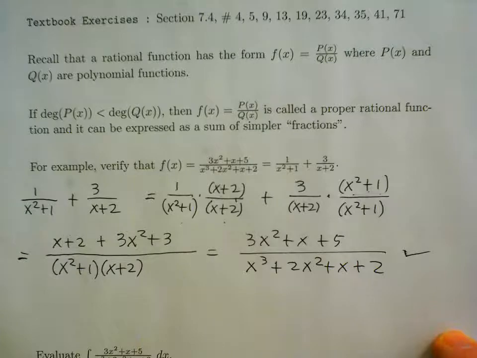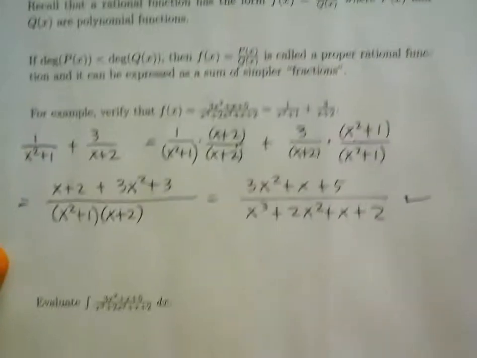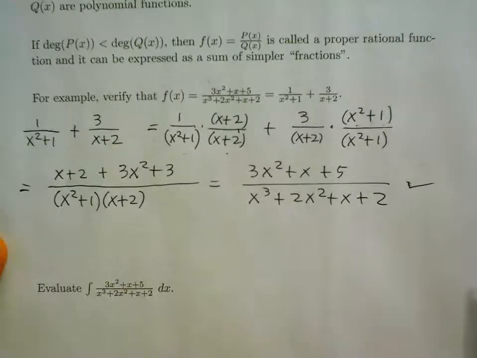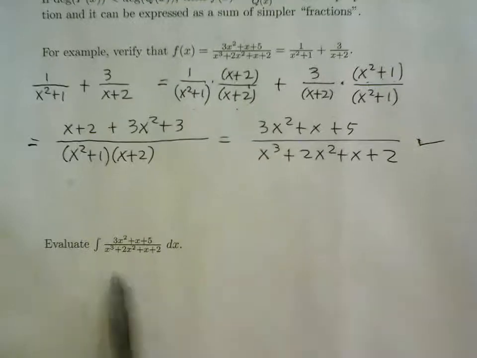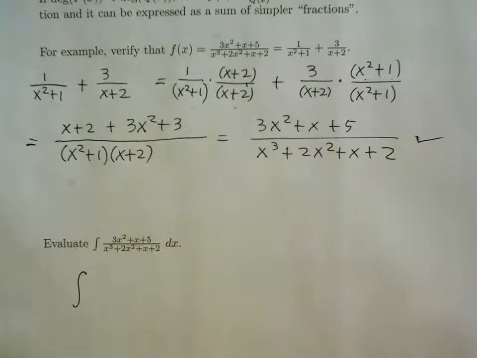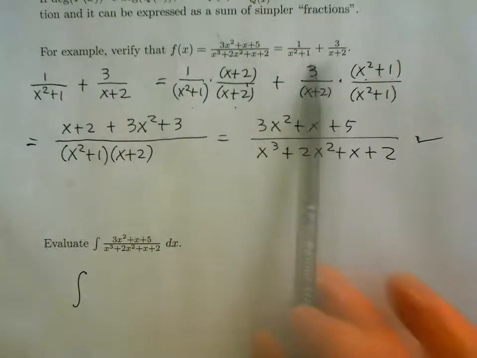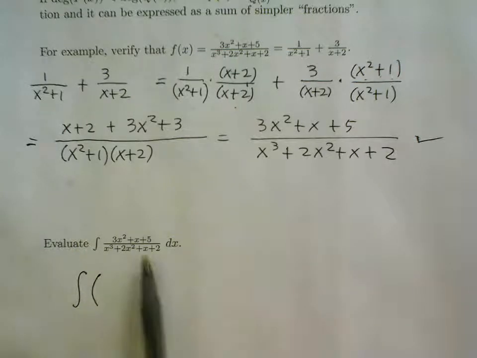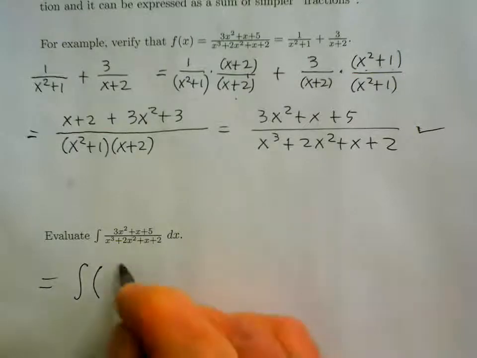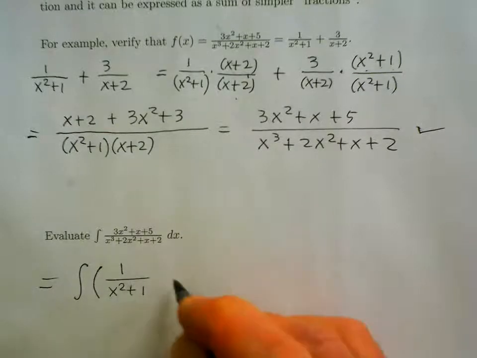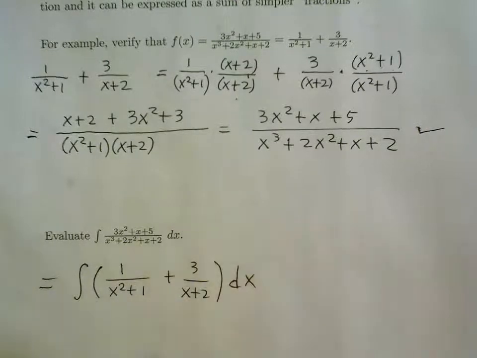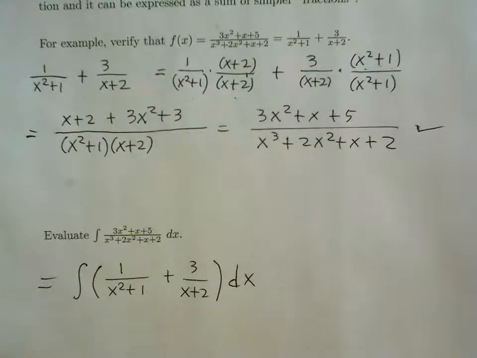So being able to do that will enable us to evaluate integrals of proper rational functions. We're going to rewrite this integral as an integral of the sum of those two smaller fractions. So this indefinite integral is equal to the indefinite integral of 1 over x squared plus 1 plus 3 over x plus 2. And we know how to find the antiderivatives of those.